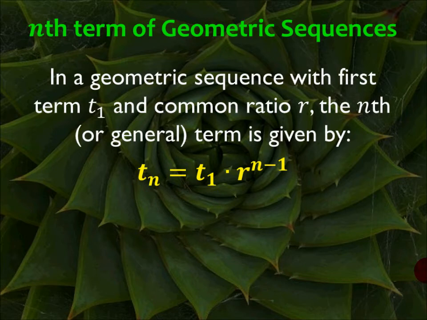In a geometric sequence with first term t1 and common ratio r, the nth or general term is given by this formula. Tn equals t1 times r to the n minus 1 power. The nth term is equal to the first term times the ratio to the n minus 1 power. And this is one of the equations you're going to have to memorize. But if you forget how to memorize it, just try to reconstruct a geometric sequence and you can come up with the formula on your own.